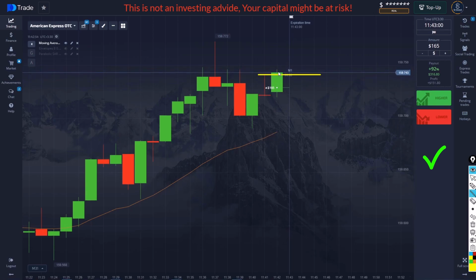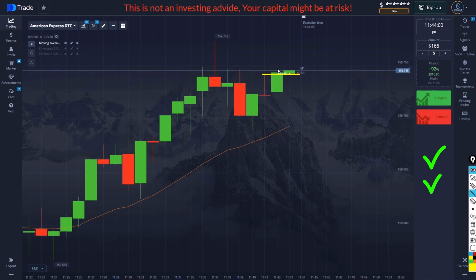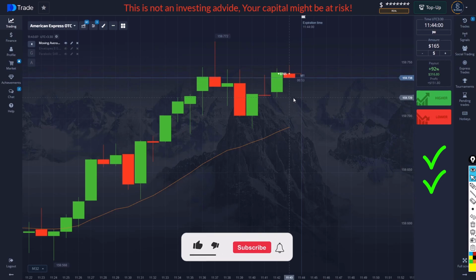Okay, so we broke this doji here. It goes a little more up. I can go with sellers here. Okay, it's not a proper break, but still. Let's see.